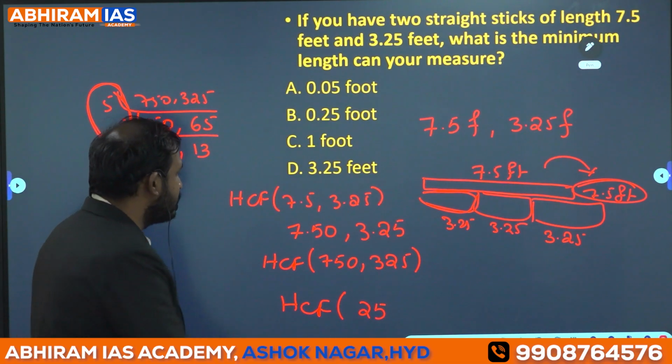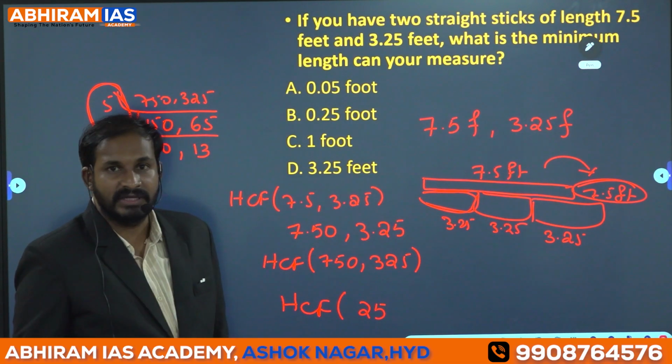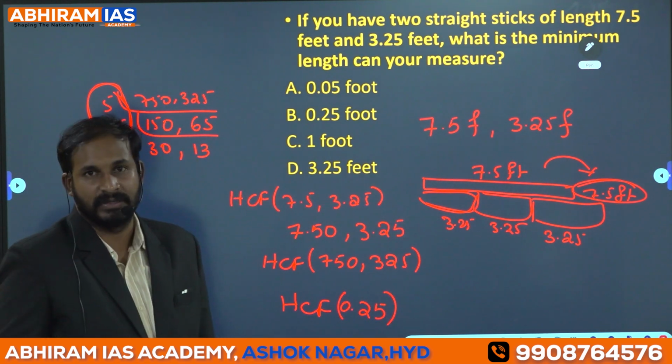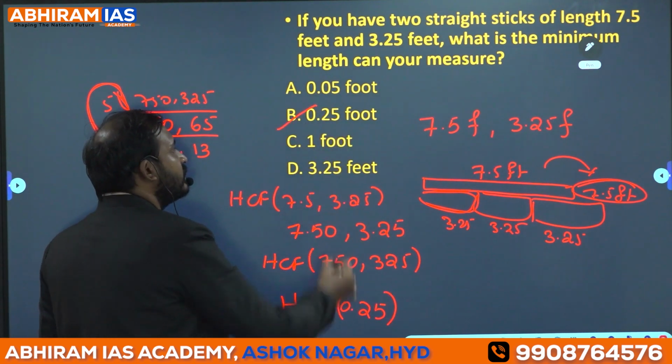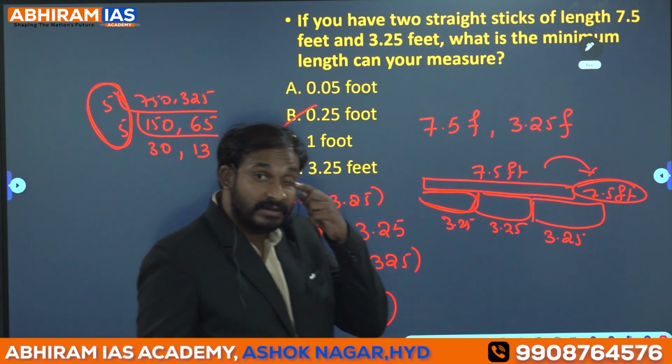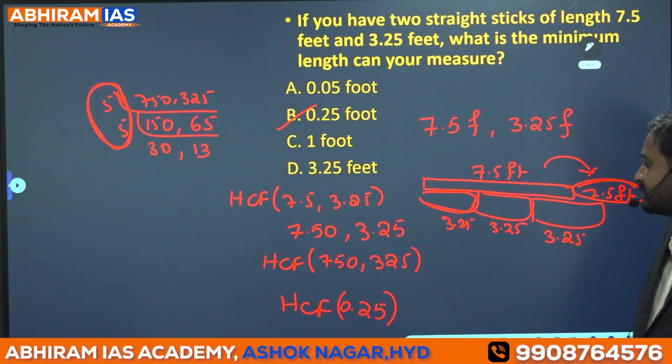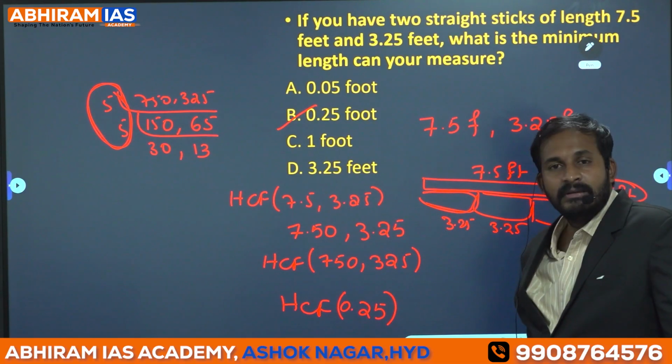But what we need to actually find is for 7.50 and 3.25, right? So now put the decimal point back, two decimal places. So 0.25 foot is the minimum distance which we can measure by using the given two stick lengths.